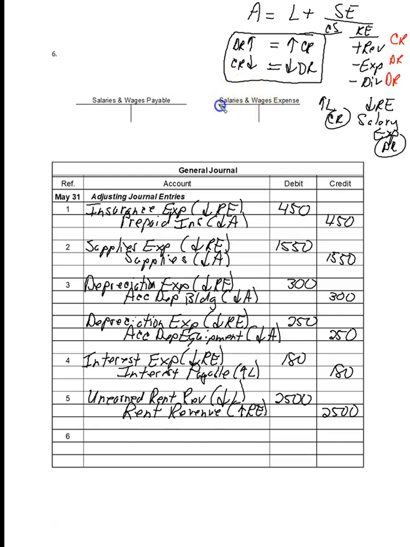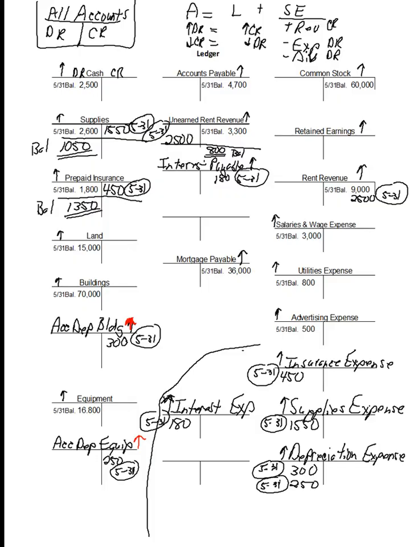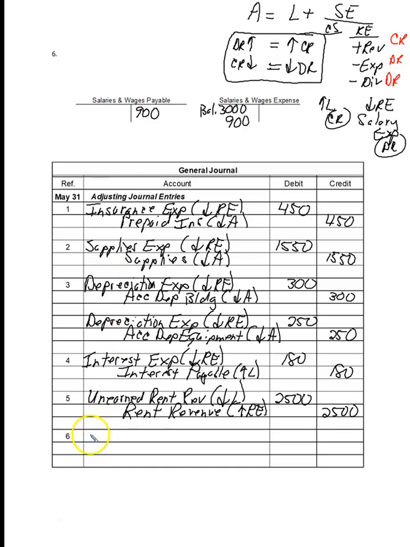Oh, I needed to make a point. We already had a balance in salaries and wages of $3,000, so let's put that in there. So we already had this $3,000, and now we have an additional $900 of salaries that haven't been paid. So I'm going to debit salary expense and credit wages payable. Okay. There was no balance in wages payable. Okay, so now we know our debit and our credit. Let's go record it.